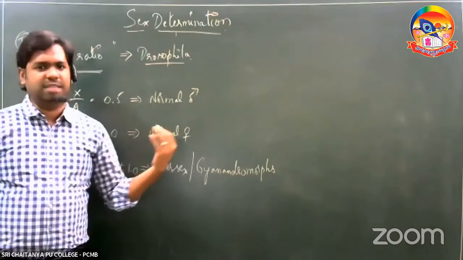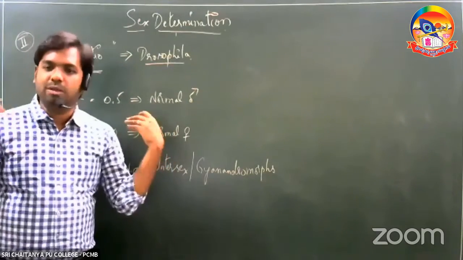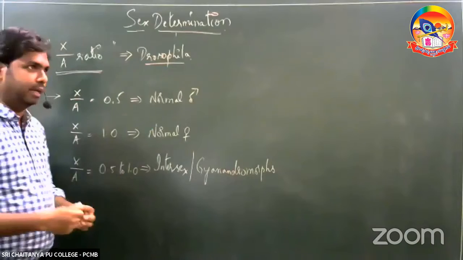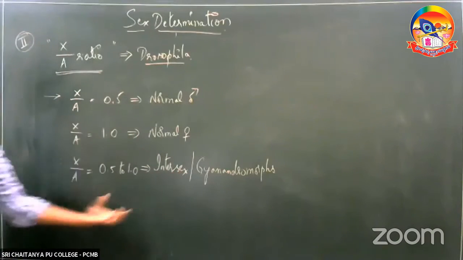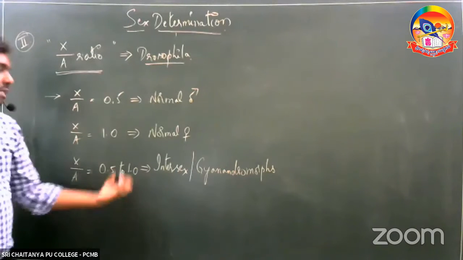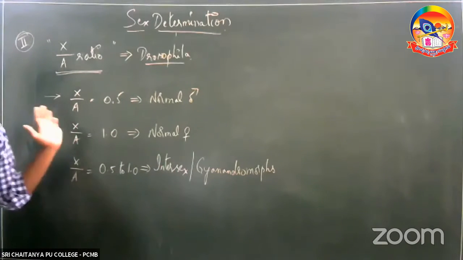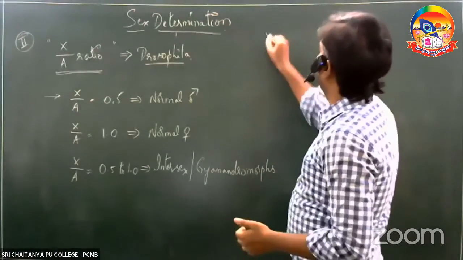The external characters as well as internal characters, they'll have both the male as well as female characters present in the body. Such type of individuals, we start calling them as intersex or gynandromorphs. Right. The next one.